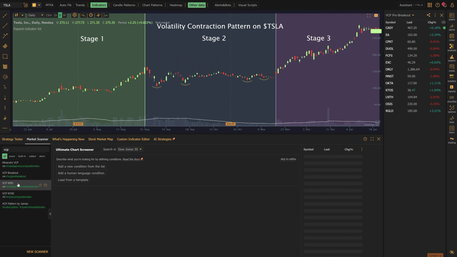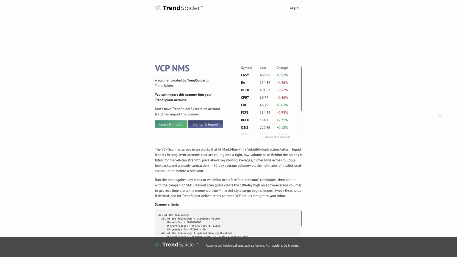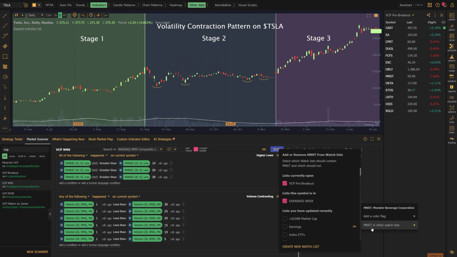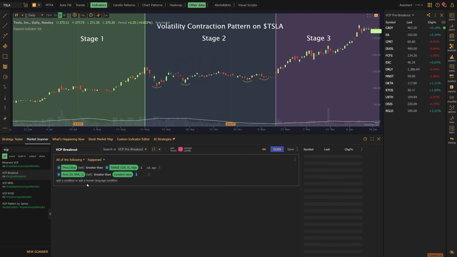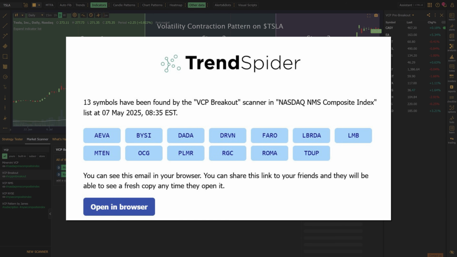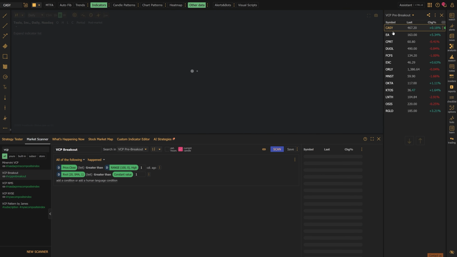To automatically identify VCPs, you just import our VCP scanner using the link below. Then you can cherry pick your favorite setups and put them into a new watch list. Once you have the watch list, you can use the breakout scanner to send alerts to your email when high volume breakouts occur. And that's exactly how you can automate the process of finding VCPs and being alerted when it's time to enter with TrendSpider.